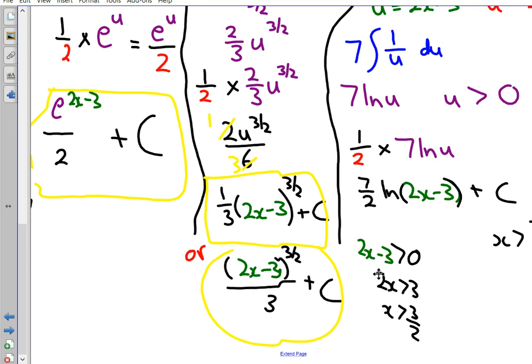Messed up, hey? Oh, hang on. No, you're right. When I did it, I had 2x plus 3. I wrote it down wrong. I forgot that the baby was 2x minus 3. So you've done it right.